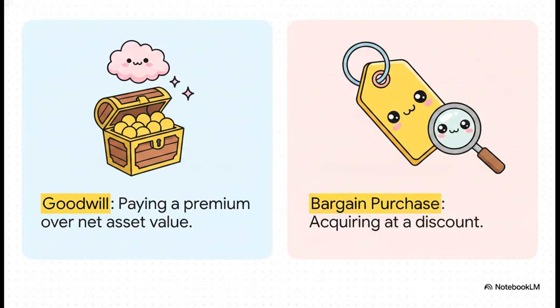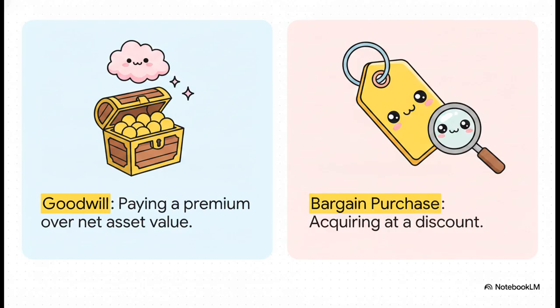Now, what's really fascinating here is what happens if you somehow pay less than the net assets are worth. In that case, you get a rare discount called a bargain purchase, which is actually recognized as an immediate gain. This might happen in a forced sale, where the seller is just under intense pressure to liquidate.